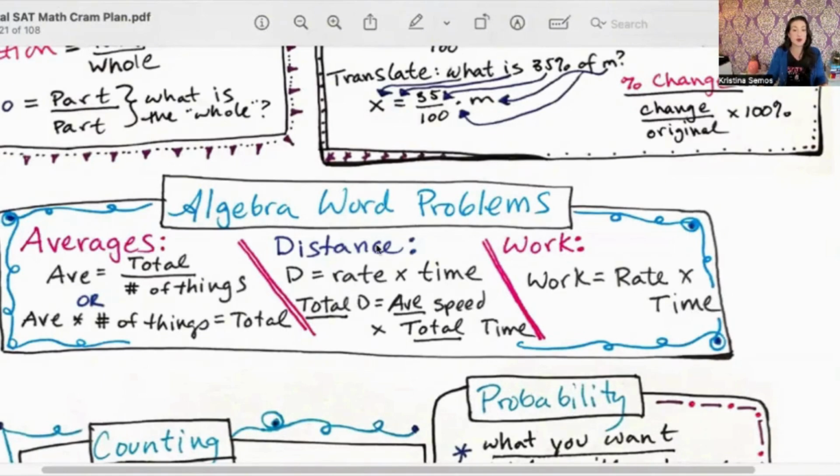If it's a distance problem, you're literally going to write down distance equals rate times time, or D equals R times T. If it's a work problem, you're literally going to write down with your actual hand and your pen or pencil, work equals rate times time, or W equals R times T.